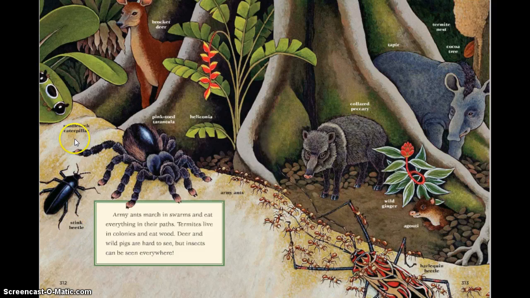Stink beetle, saddleback caterpillar, brocket deer, pink-toed tarantula, heliconia, collared peccary, tapir, termite nest, cocoa tree, wild ginger, agouti, harlequin beetle, army ants.